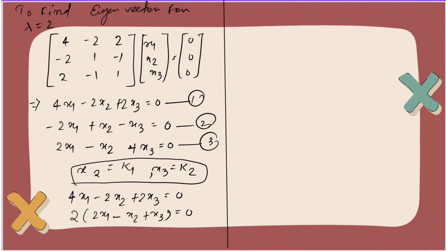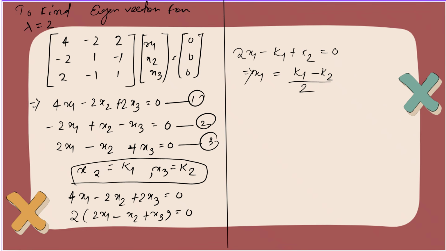So now you have to put the values here, x1, x2 and x3 values. So it is 2x1 minus k1 plus k2 is equal to 0. So you have to find the x1 value. That x1 value is nothing but k1 minus k2 divided by 2.